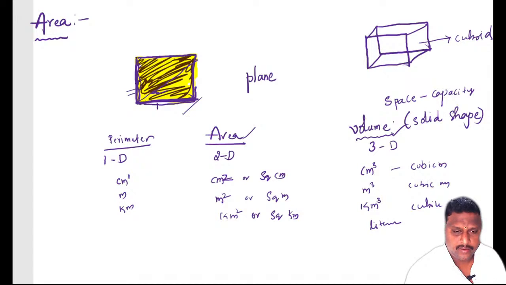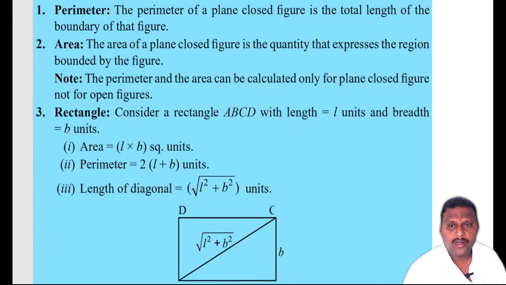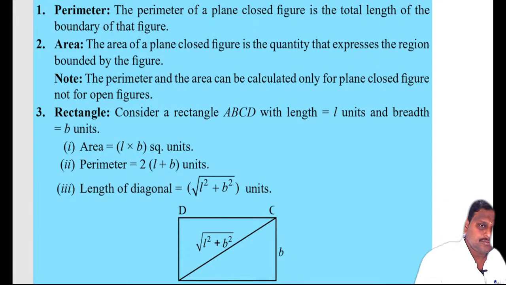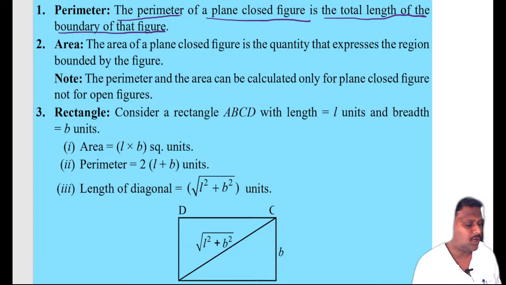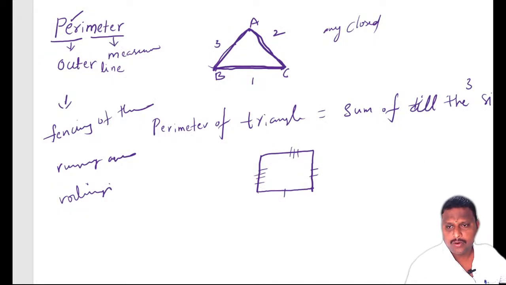Okay. Here we discuss some of the important formulas regarding area and perimeter. So perimeter, as we discussed, what is perimeter? The perimeter of a plane closed figure is the total length of the boundary of that figure. This is the total boundary, the length of the boundary.